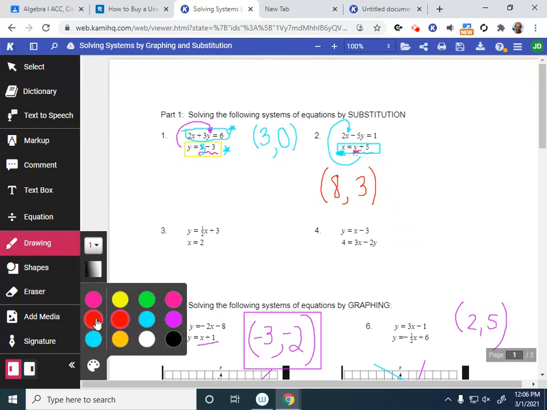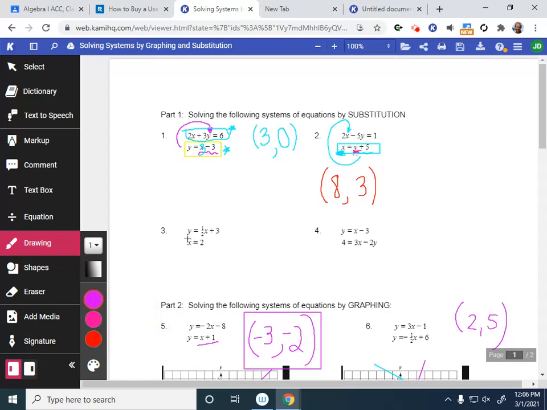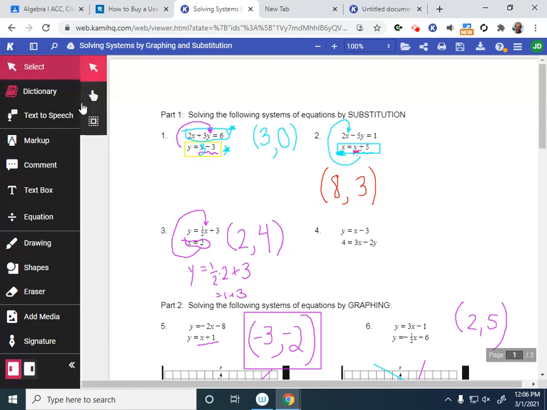Okay, moving on. This one actually is easier, probably easiest, number 3. It says x equals 2. Well, that already means that in my final answer, x is 2. It's 2 all the time. So all we got to do for substitution is plug that in for x. So y is going to equal 1/2 times 2 plus 3. This gets me 1 plus 3, or 4. That's my final answer.